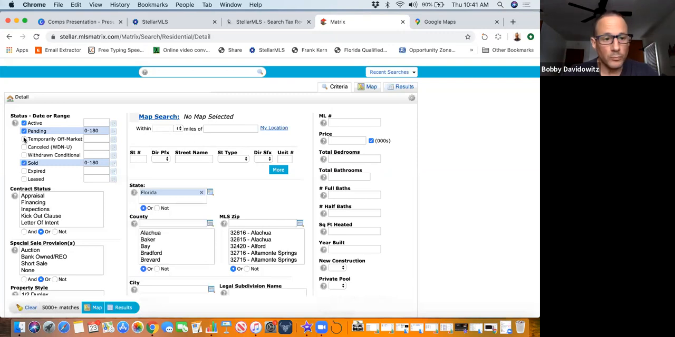You'll notice when I click pending and sold in the Stellar MLS, it automatically puts 0 to 180 days, which is 6 months. That's typically what an appraiser looks at, which is the other reason you want to get this right, guys. So when you're talking to a seller and they're saying, no, I want to price it at this overpriced price, well, that's great.